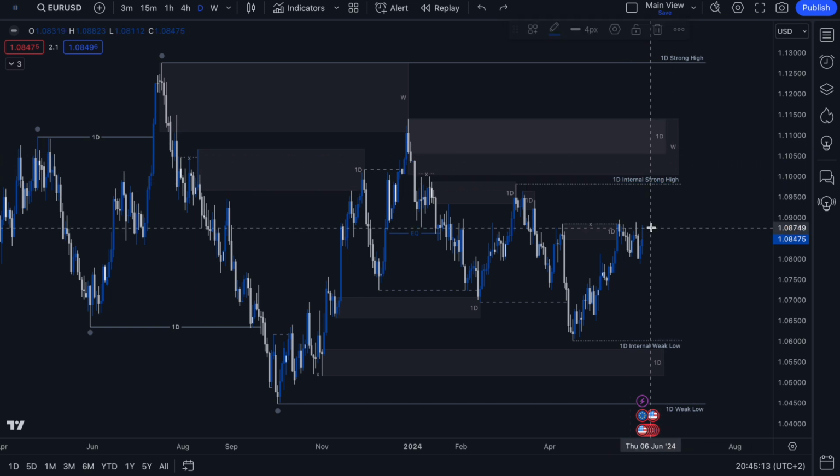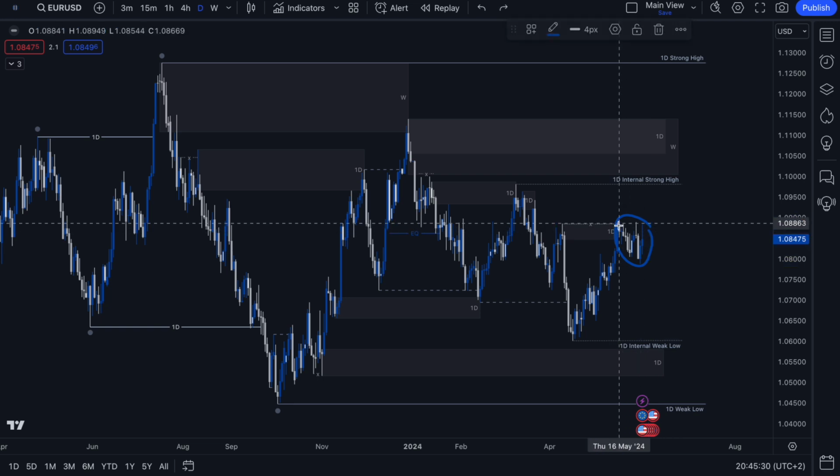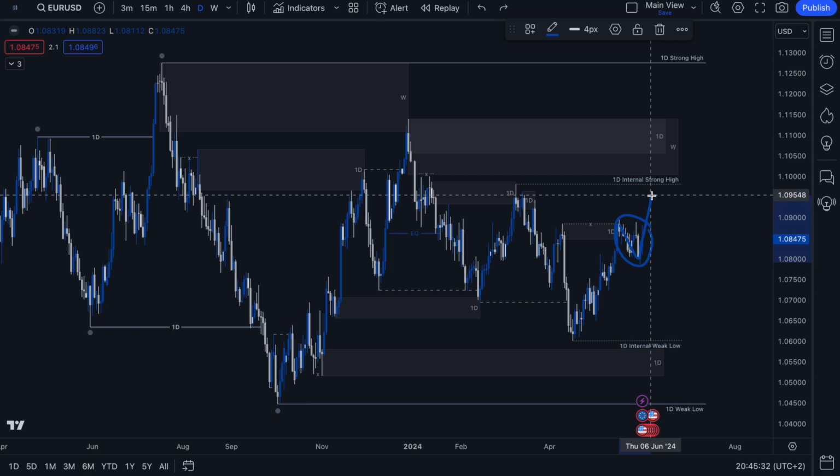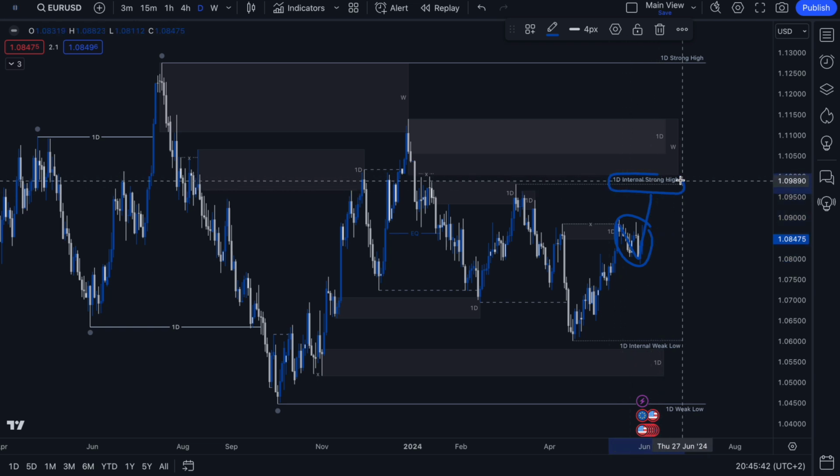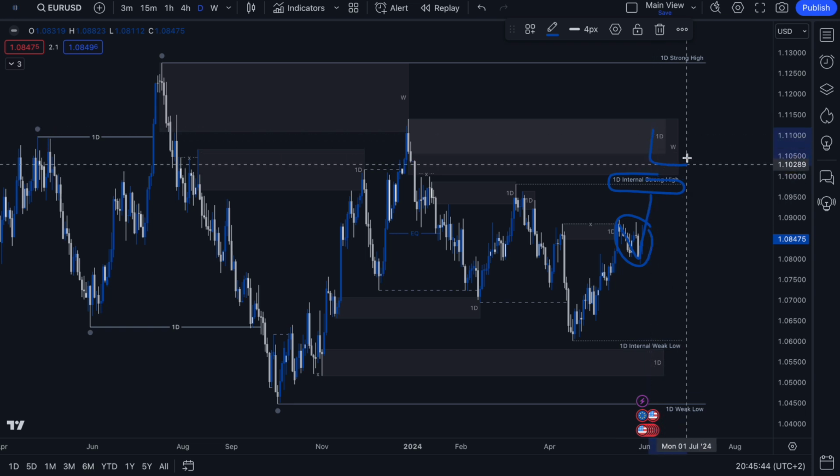And if we focus on the price delivery that we've been experiencing here on EUR/USD ever since the midpoint of May 2024, we can see that this price delivery does suggest that going into June 2024, we could be seeing another bullish push to the upside, potentially targeting our internal strong high and this weekly supply.